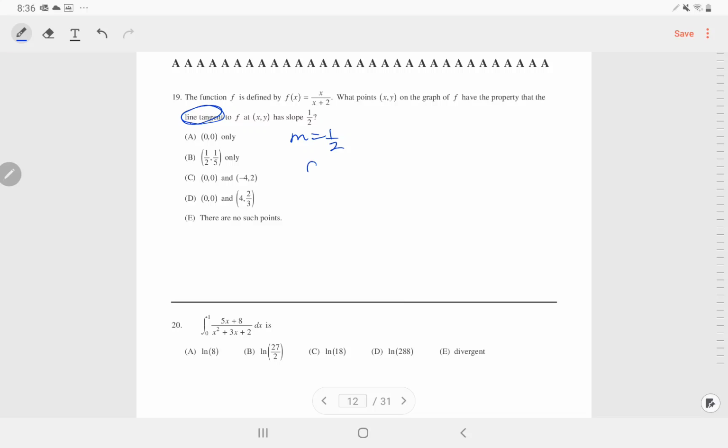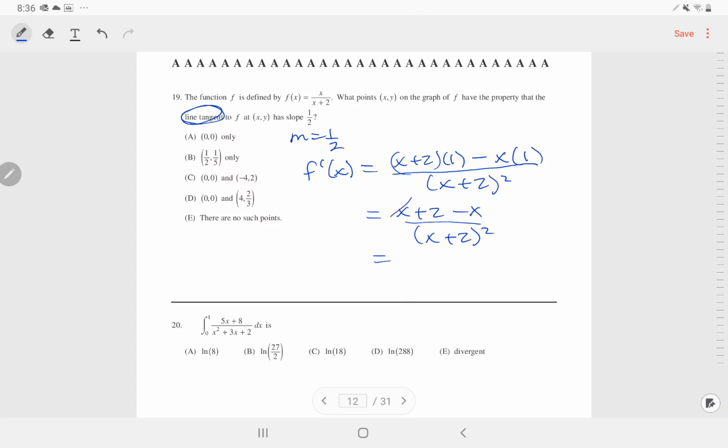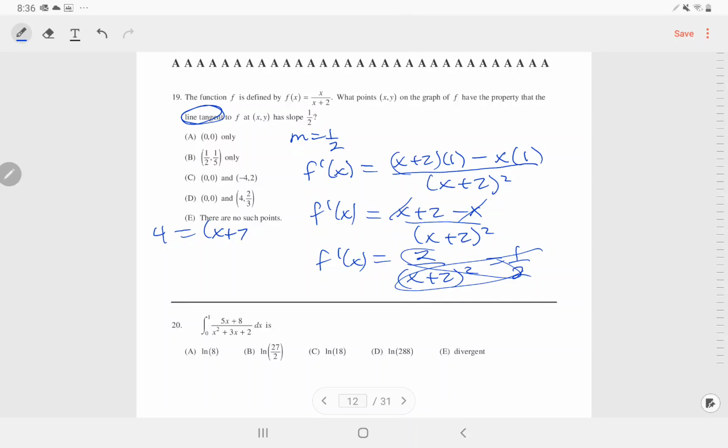Okay, so let me take the derivative. Denominator times the derivative of the numerator minus the numerator times the derivative of the denominator over the denominator squared. So that's x plus 2 minus x over x plus 2 squared. So chop chop, 2 over x plus 2 squared, f prime of x. I'm probably writing way too big. It has a slope of a half. So that's the slope of a half. So that would be cross multiply, right? Cross multiply. 4 equals x plus 2 squared.